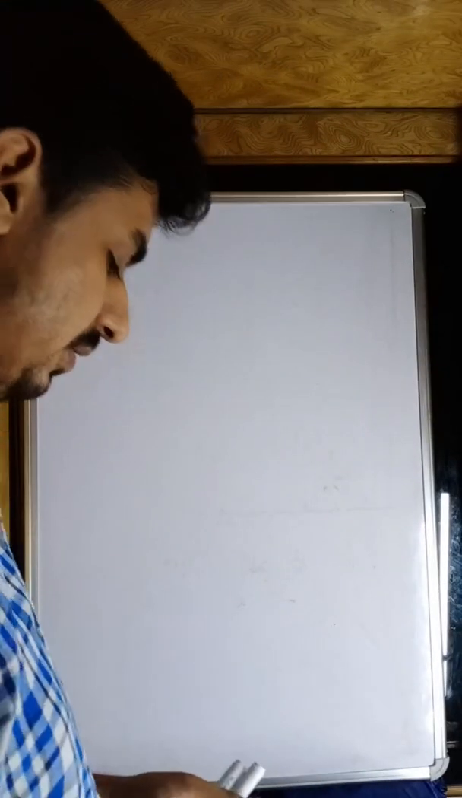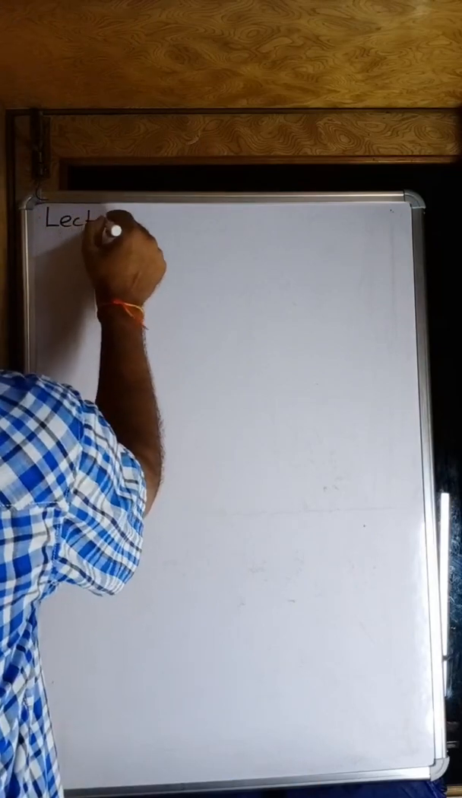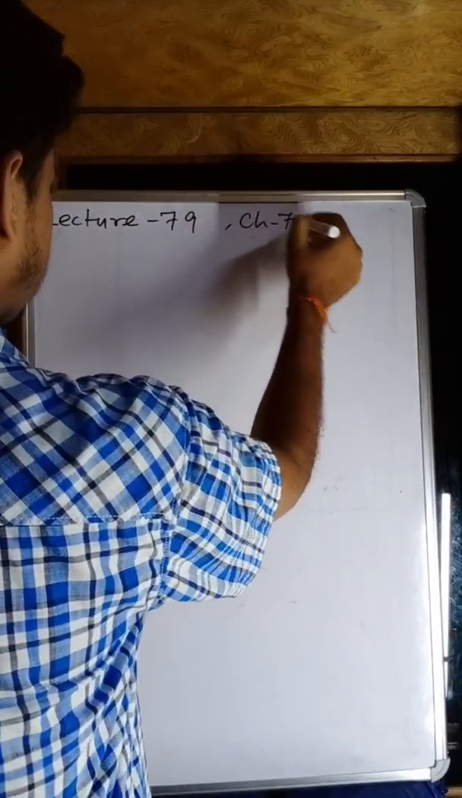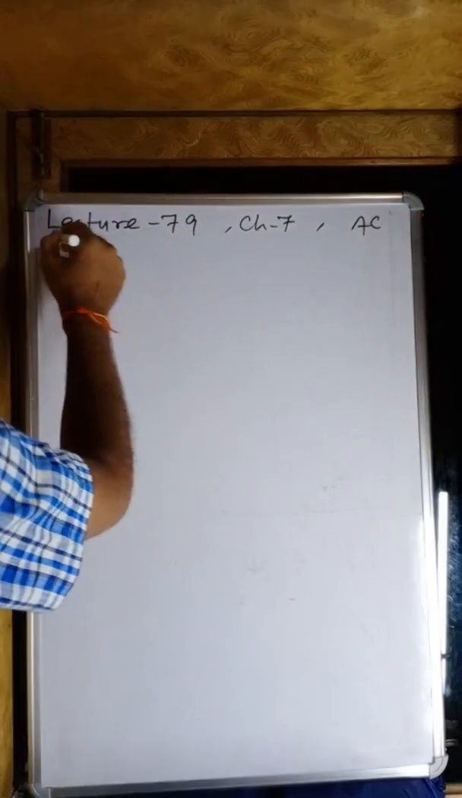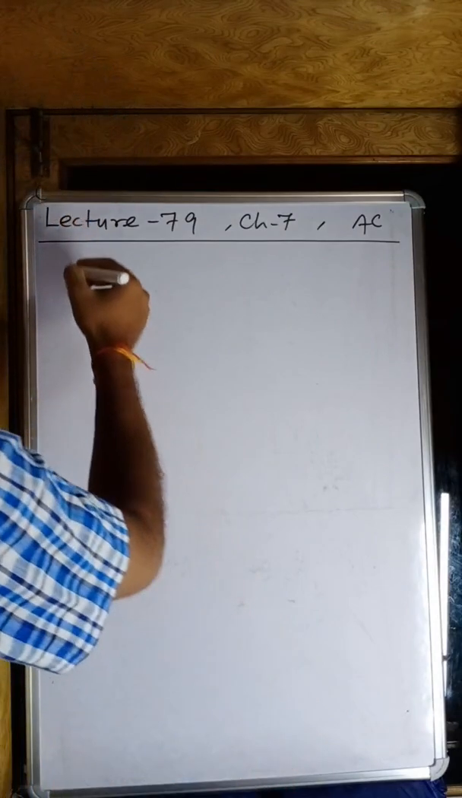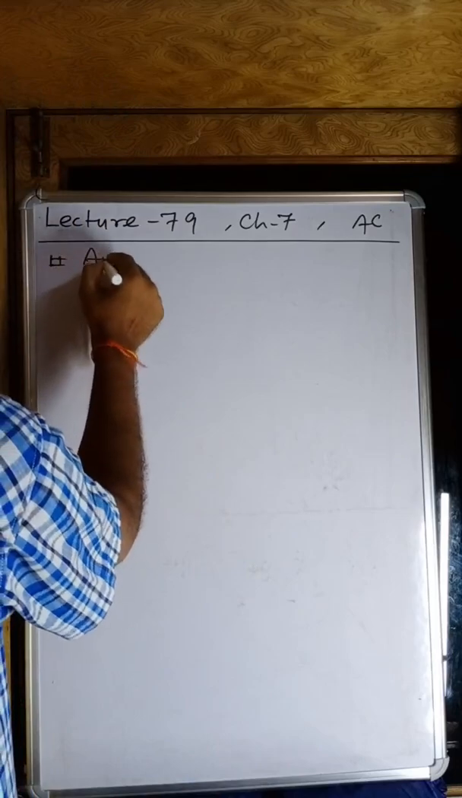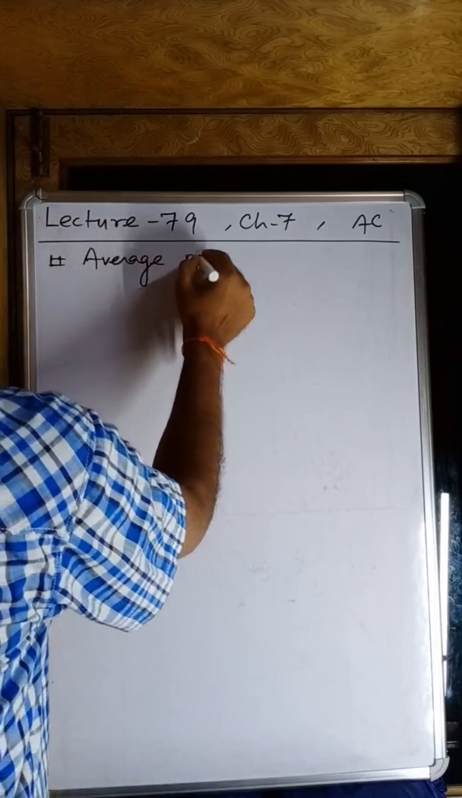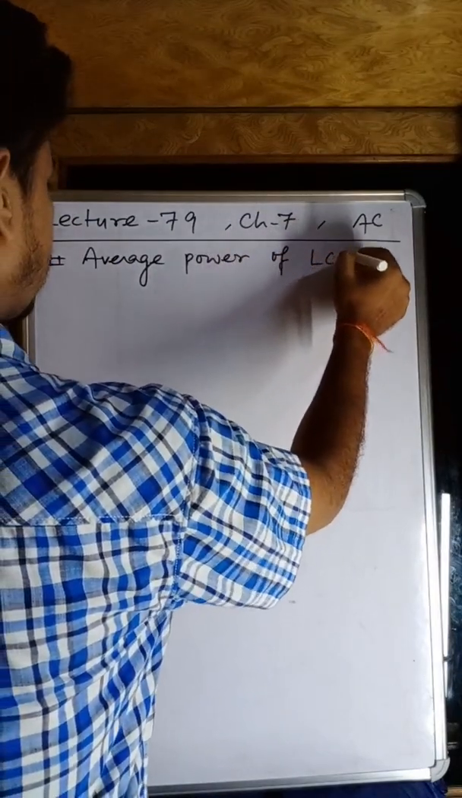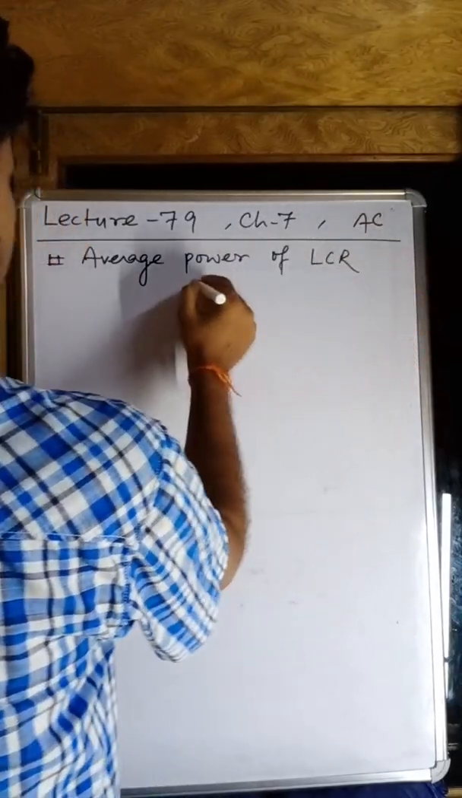It is lecture number 79 of chapter 7 NCERT, alternating current. Okay, my dear students, as I told you, we are starting today with the average power. Average power of LCR series circuit.